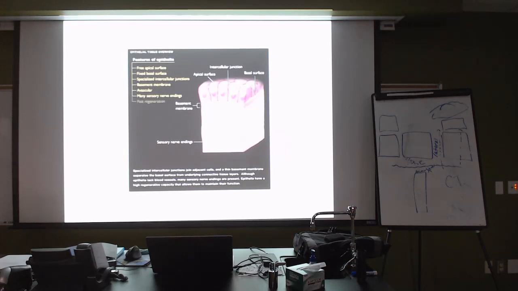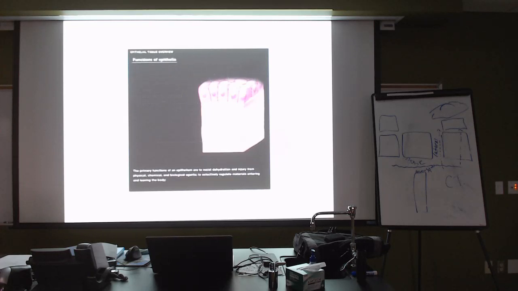Epithelia have a high regenerative capacity that allows them to maintain their function. The primary functions of an epithelium are to resist dehydration and injury from physical, chemical, and biological agents, to selectively regulate materials entering and leaving the body, to secrete products produced by epithelial glands, and to monitor the environment through specialized sensory nerve endings and specialized epithelial cells.